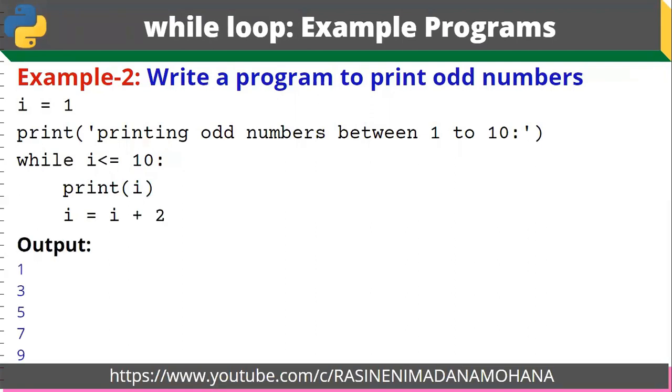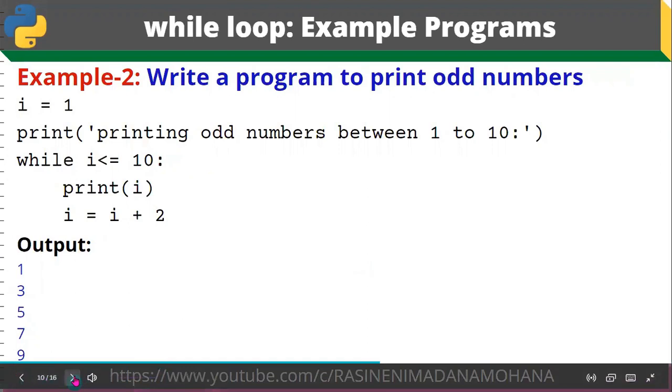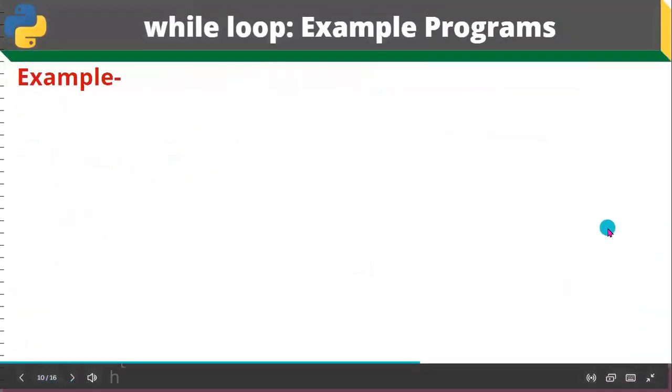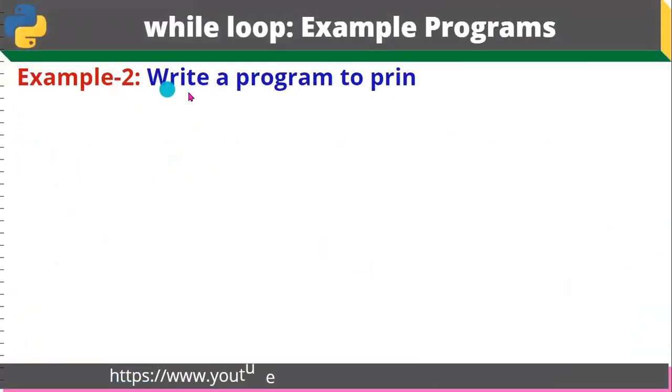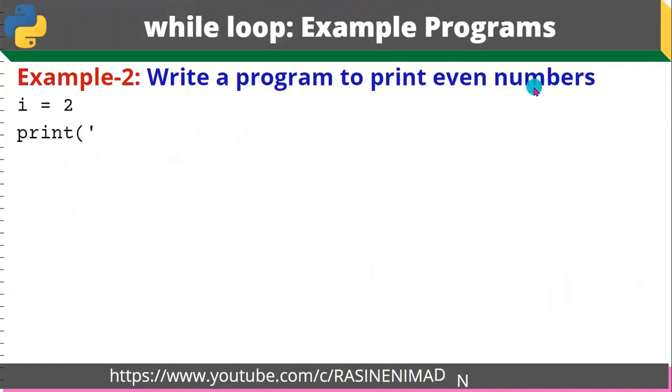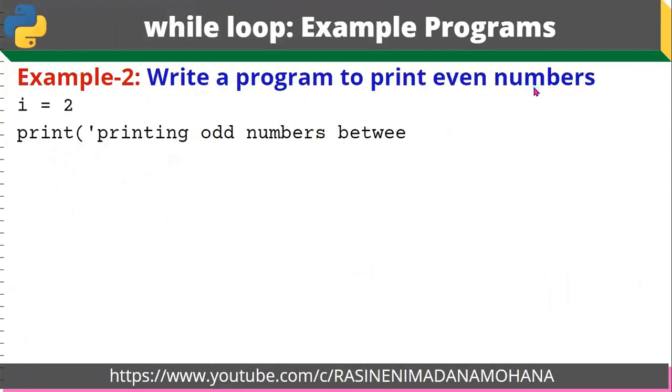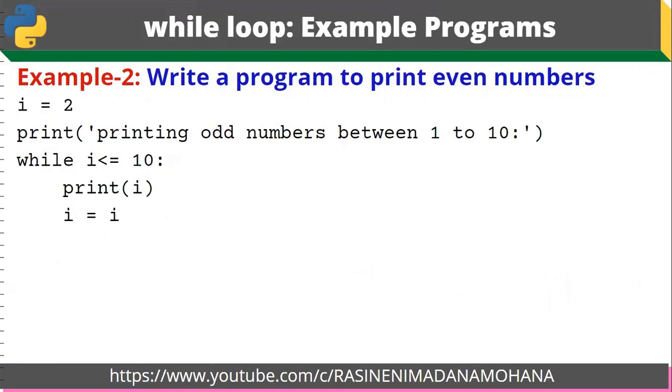So this is the program printing odd numbers. Next program what we demonstrated, that is printing even numbers. Write a program to print even numbers. Whatever the range in the while condition, in between the condition, the corresponding even numbers or odd numbers are printed.